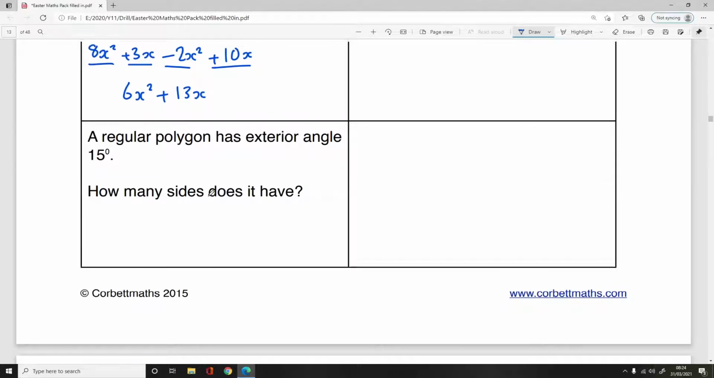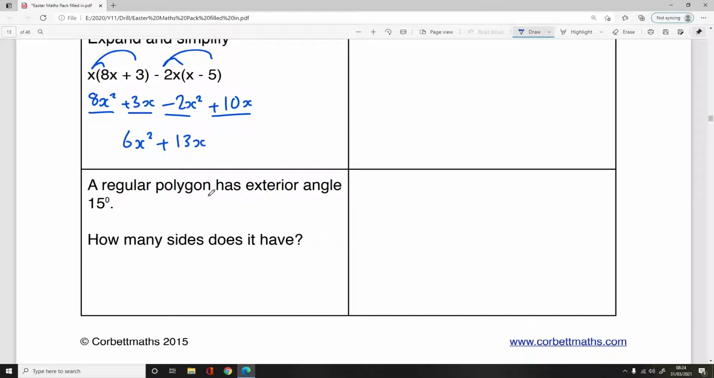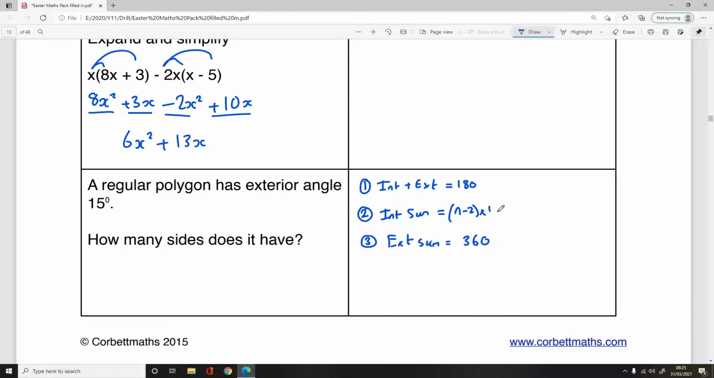Okay, and our last foundation question, foundation plus, is polygon rules again. So again, think, do you know the 3 polygon rules? What's the first one? The first one is that the interior plus the exterior add up to 180. Then we have a rule for the interior sum and the exterior sum. Exteriors always add up to 360.